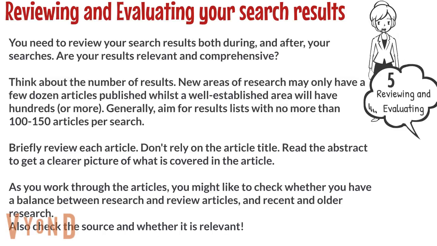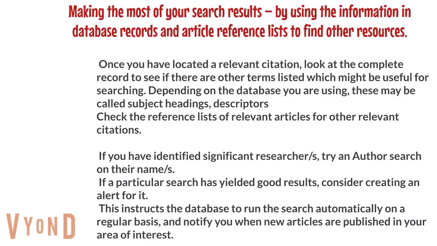As you work through the articles, you might like to check whether you have a balance between research and review articles and recent and older research. The preferred balance will vary according to the nature of the topic. Also check the source and whether it's relevant. At the end of a URL or a web link, see if it's .com, .edu, .gov, .org, .net, .au, as these will determine whether the source is credible and can be used for your research.